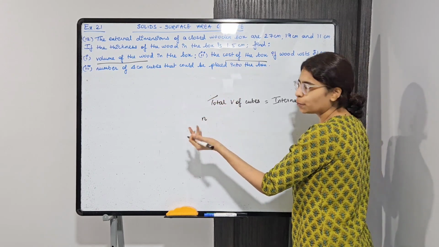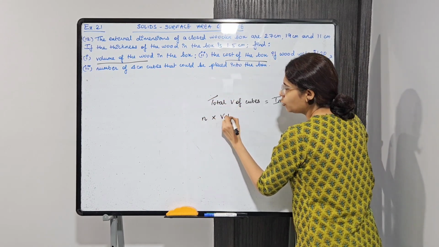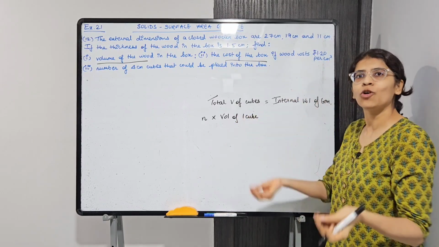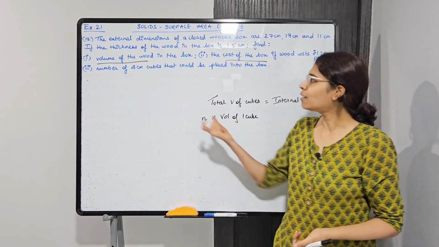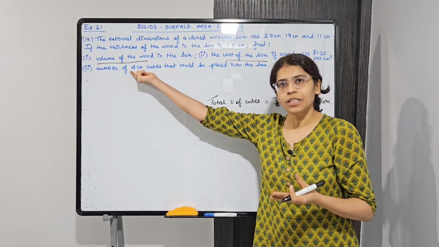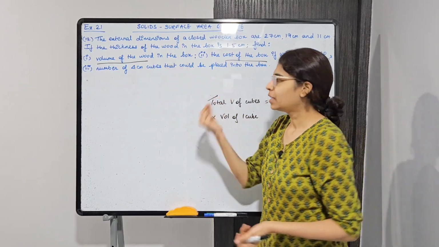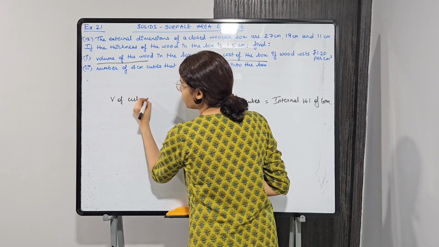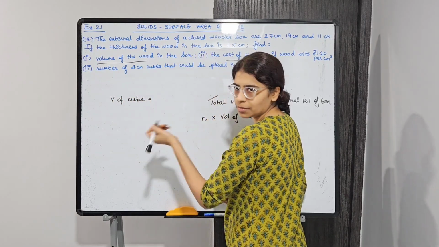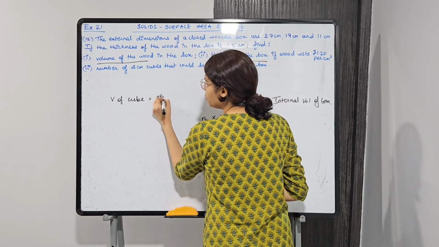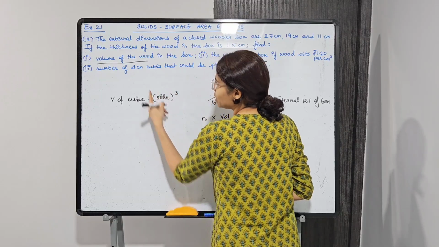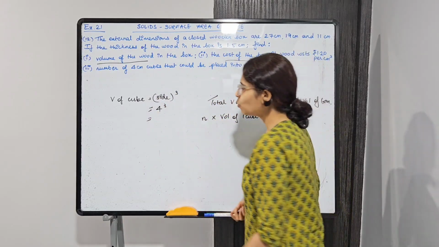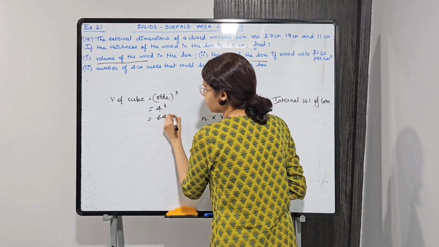n number of cubes into the volume of one cube, because each cube will have the same volume. हर एक क्यूब का सेम साइड है, ठीक है? 4 सेंटीमीटर साइड है. Now, what is the volume of cube? It is side cube, right? So side is 4 centimeter, 4 cube. 4 का cube, that will be 64.